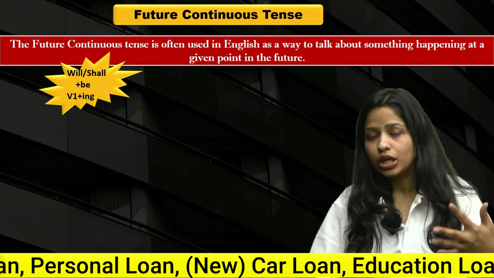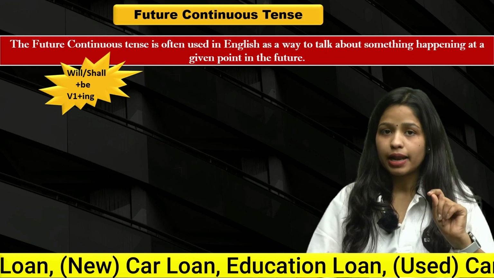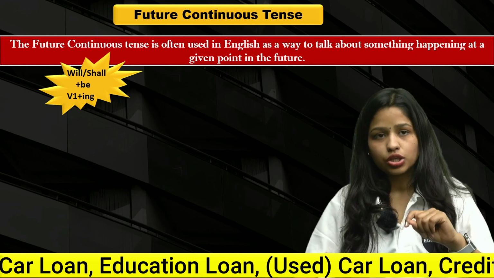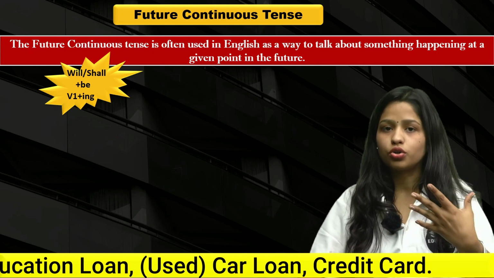What will be the change? We just have to put be, right? Will be, shall be. It can be shall be or it can be will be as well, right? Plus V1 plus ing. So will be, shall be plus V1 plus ing. This will be your auxiliary verbs.